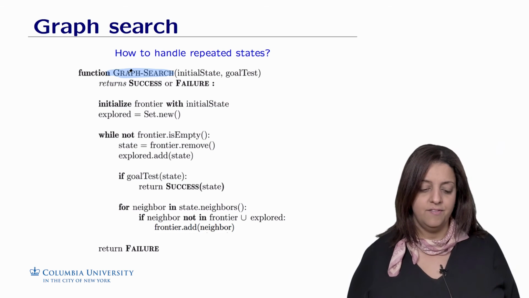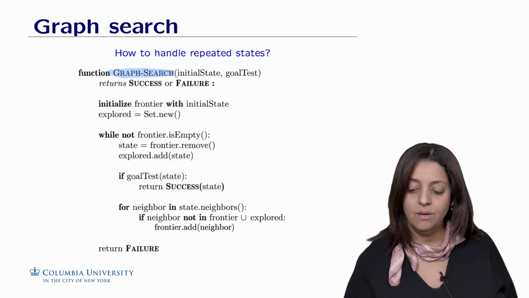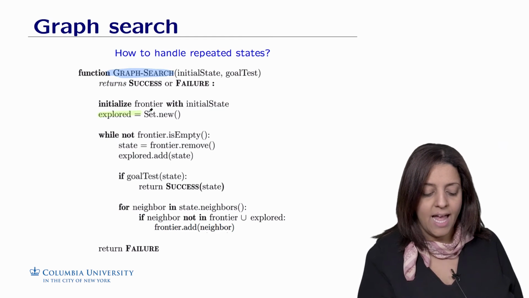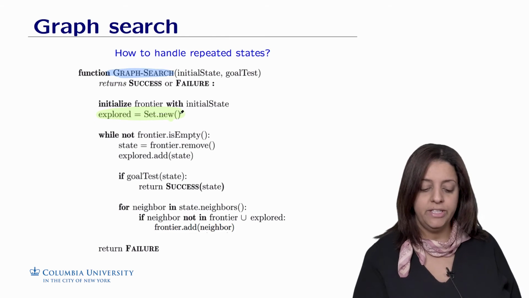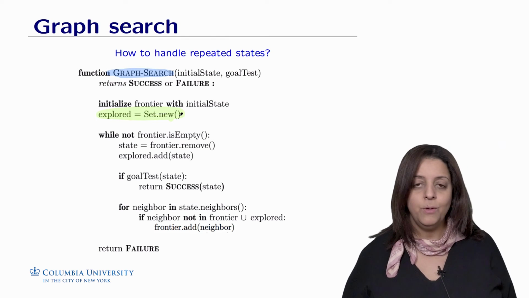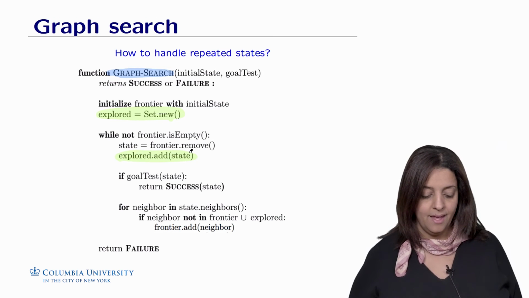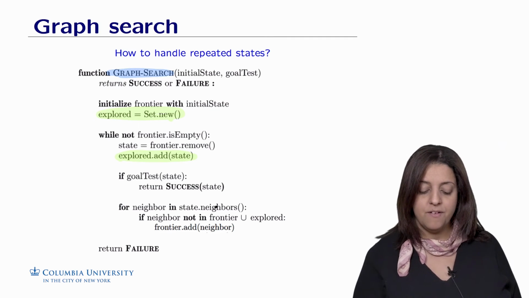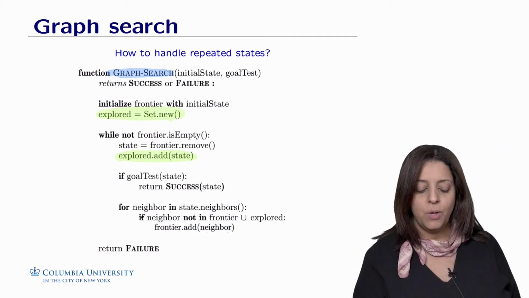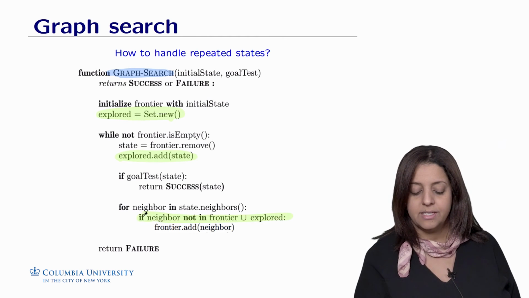Always returns success and failure. However, the main change that we can observe in this algorithm is adding a new set called explored, which we initially set to an empty set. Whenever we remove an element from the frontier, we add it to the set of explored states. And when we pick the neighbors from state.neighbors, we check whether they have been explored before, whether they are already in the frontier or explored.